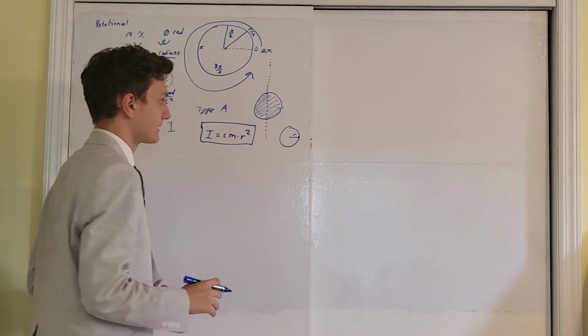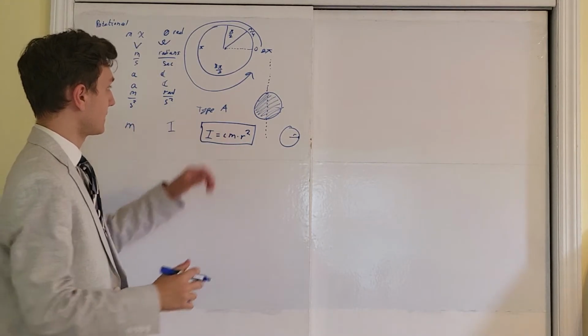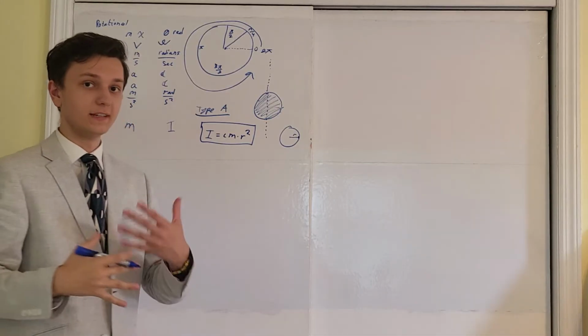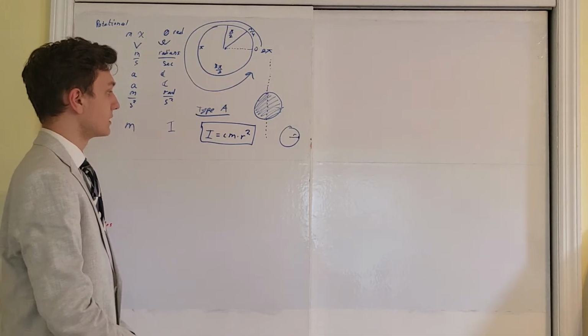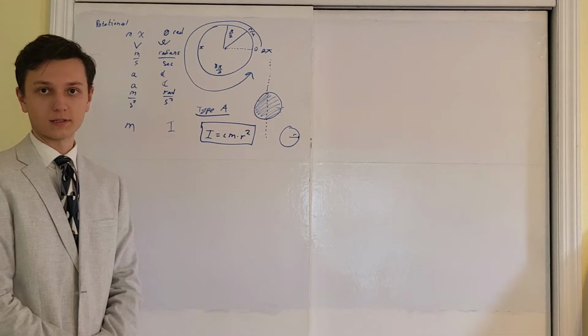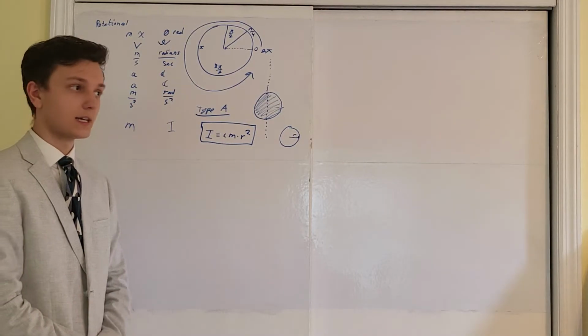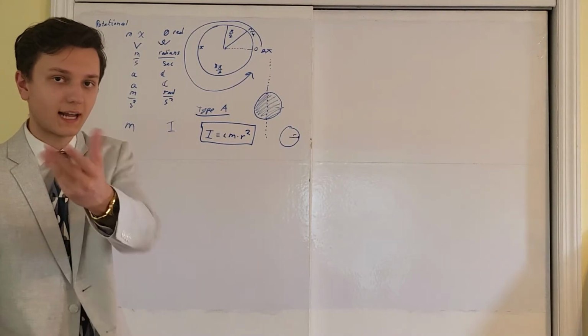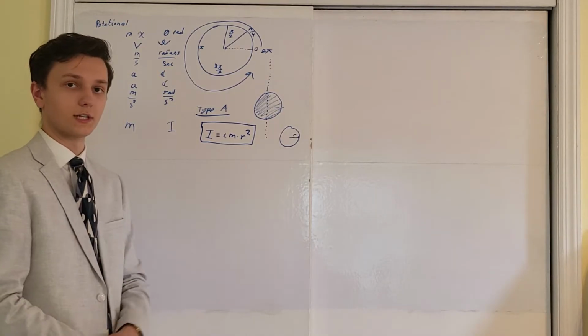The reason that in type A your rotational inertia would be given to you in the problem is because you cannot determine c without calculus. So because this is an algebra class, they're just going to give you c. They're just going to hand it to you. They're just going to say, this is your rotational inertia.